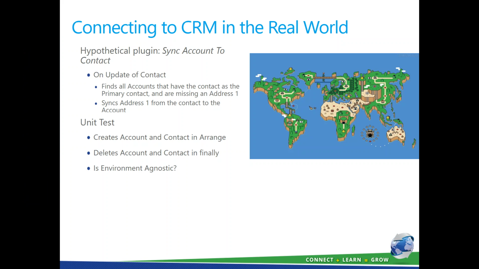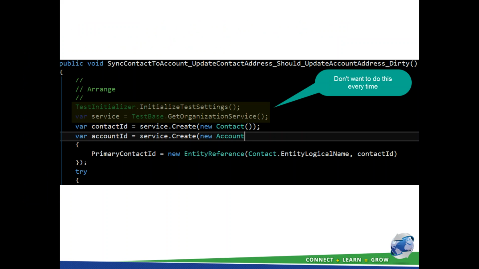Let's look at some things here that we might want to change. So first off, we don't want to be calling this every single time. You should only have to initialize your test settings once, and you don't want to be calling that every single time. You just want to be able to get a service. Nine times out of 10, you're going to want a service, so you should just get it without having to call anything. Just give it to me as a parameter in my method.